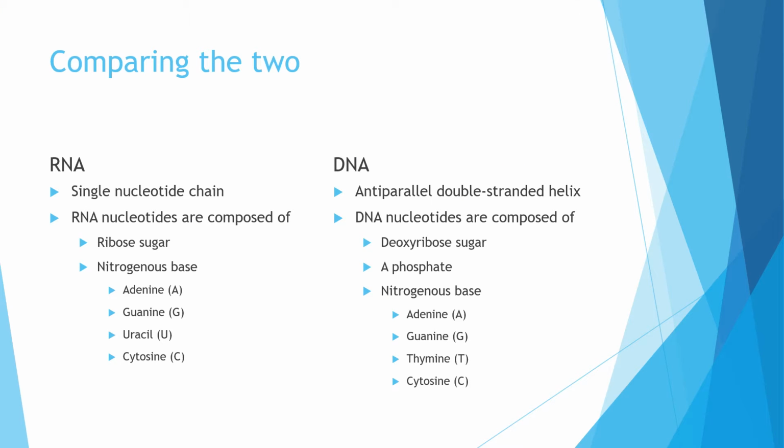Now, to quickly compare RNA with DNA, RNA is a single nucleotide chain and it is composed of a ribose sugar and 4 nitrogenous bases, which are adenine, guanine, uracil, and cytosine. DNA, on the other hand, is an anti-parallel double-stranded helix, and the DNA nucleotides are composed of a deoxyribose sugar, phosphate, and its nitrogenous bases are similar, except instead of uracil, it has thymine instead.